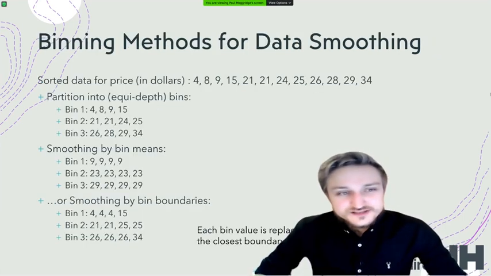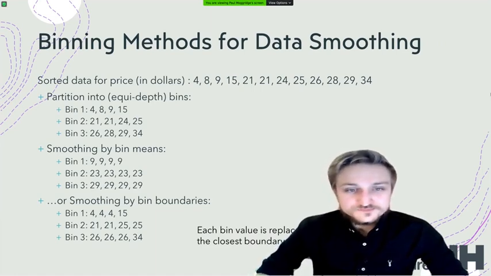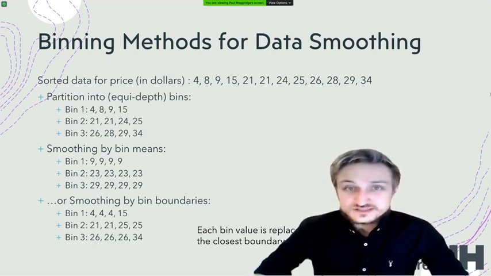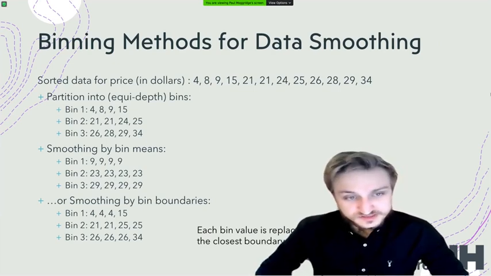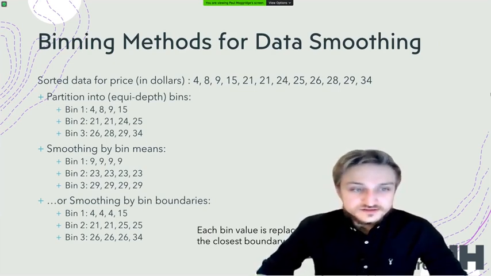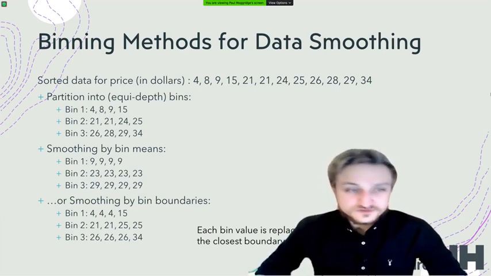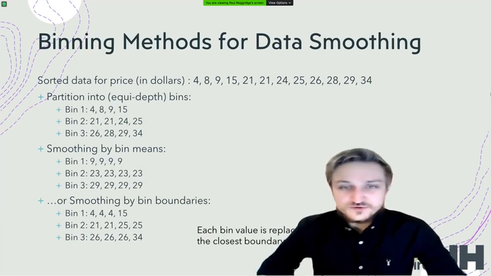So here's an example of those binning methods. If we had that data up the top there, for instance, this is a price in dollars. We've got everything from $4 up to $34, and that's already been conveniently sorted for us in order. Let's say we want to partition into equal depth bins. We're going to break that up into groups of 4, for instance. So we take the first 4, put that into bin 1, the next 4, put that into bin 2, and the next 4, and put that into bin 3.